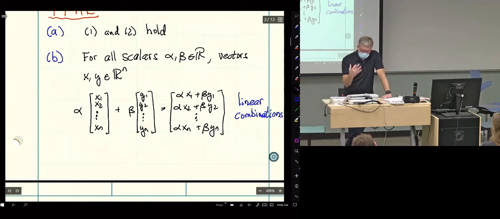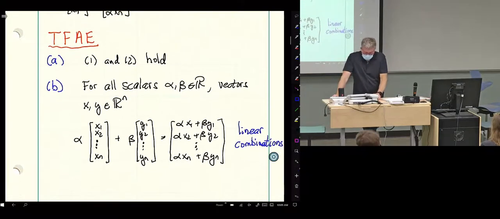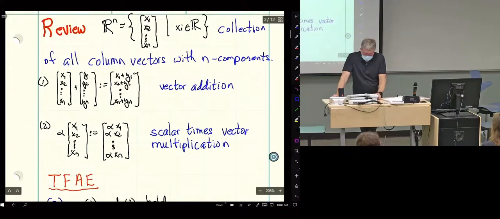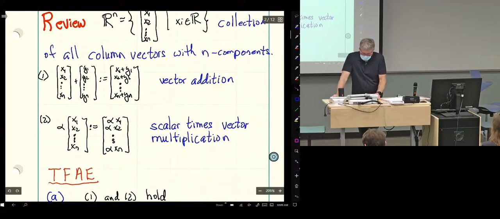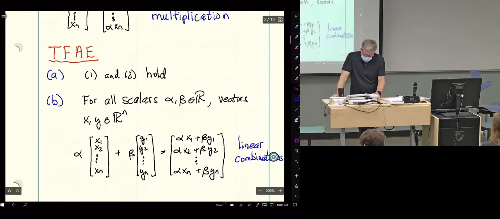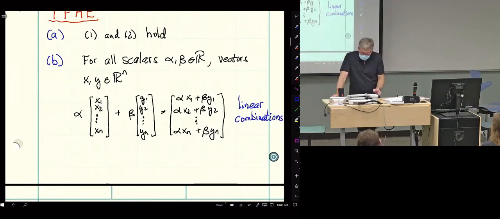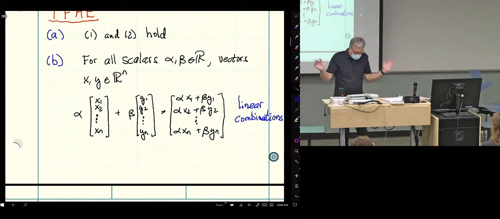So you can check those properties one at a time, or you can just check using the more general notion of linear combination. Okay, so that's what's going on there. And Rn, you can define it either way. You can define it as columns and then define the vector addition and scalar times vector multiplication separately, or you could go straight to the notion of a linear combination, and then you could say all the vectors in Rn satisfy that. Completely equivalent.